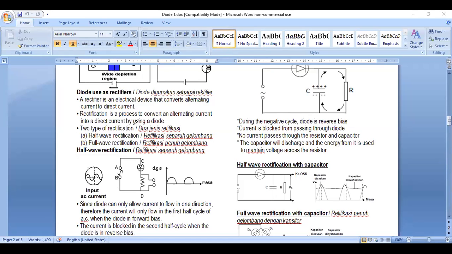Now basically there are two types of rectification: full wave and half wave. So half wave rectification and full wave rectification. Now, an example of half wave rectification.